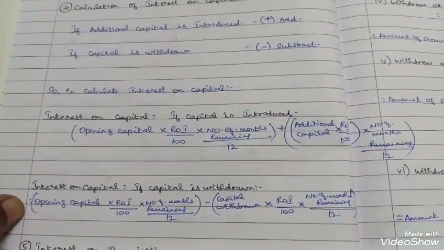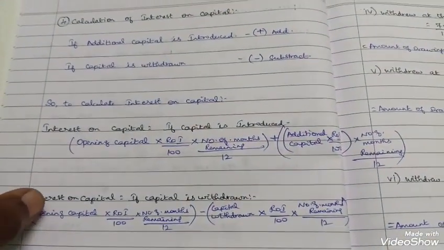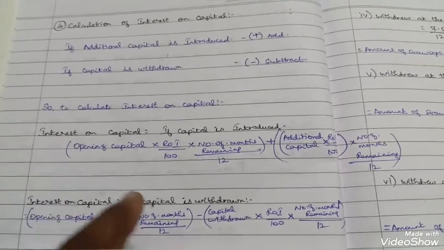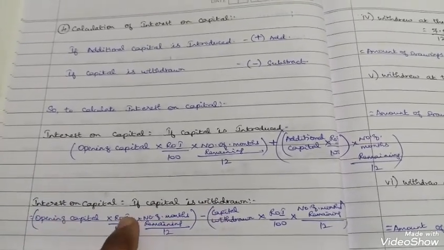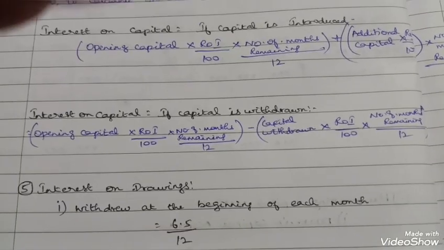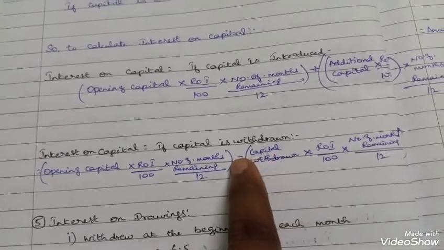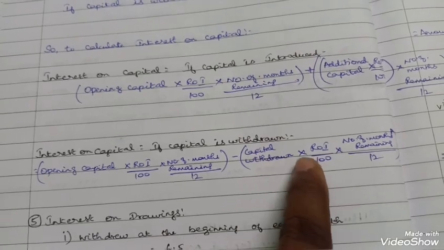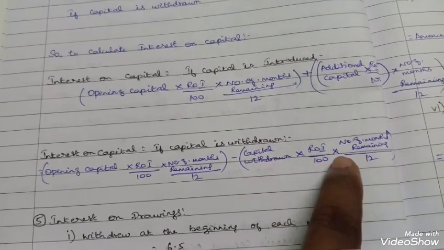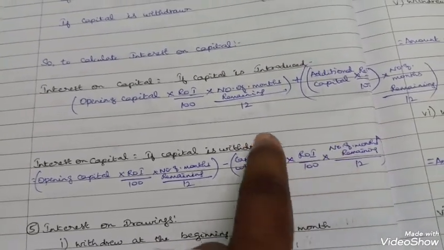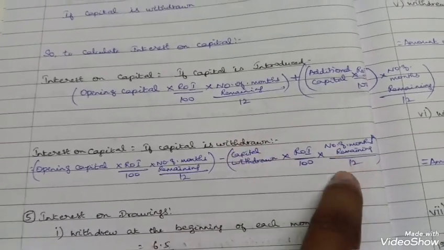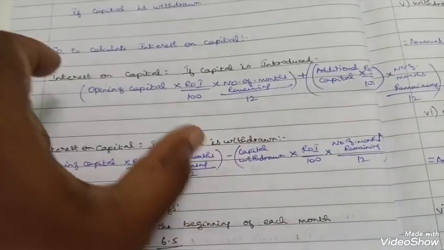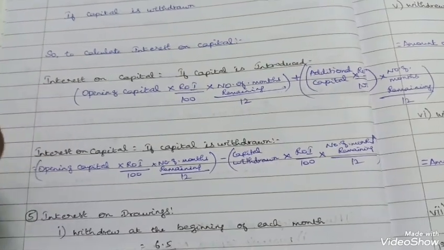So next, if interest on capital has to be calculated when a capital has been withdrawn, same, opening capital into rate of interest by 100 into number of months remaining. So the symbol will be minus, and capital withdrawn into rate of interest by 100 into number of months remaining from the date of capital withdrawn, divided by 12. So you will get the interest on capital for the partners.